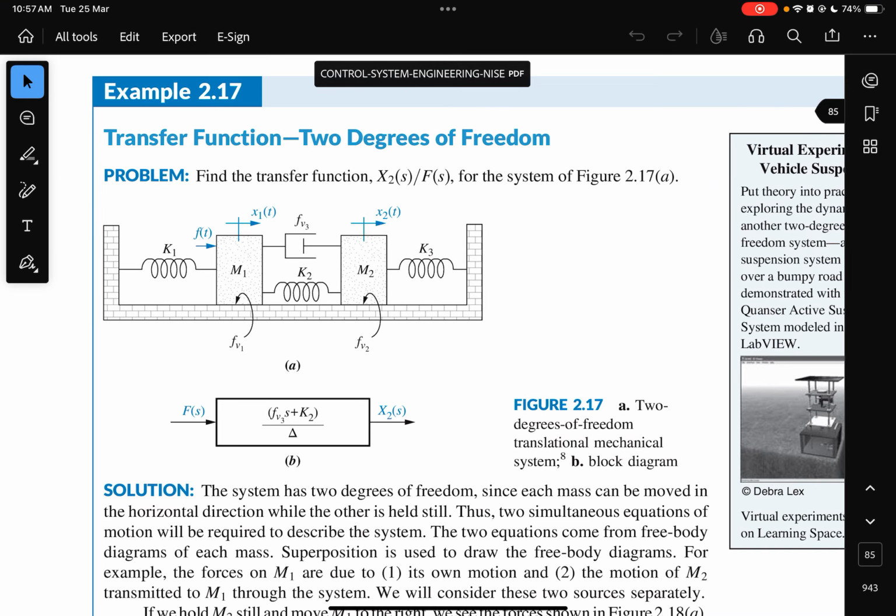Hello, Assalamualaikum, and welcome back to today's lecture. So now we will go through the second example when it comes to the translational mechanical systems.